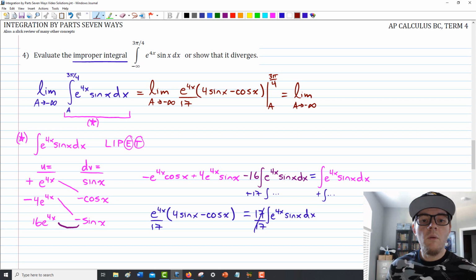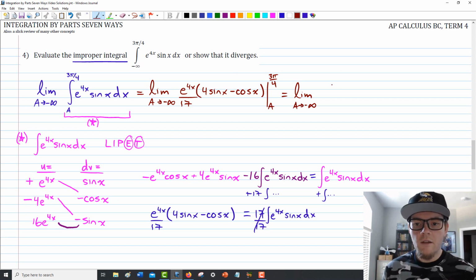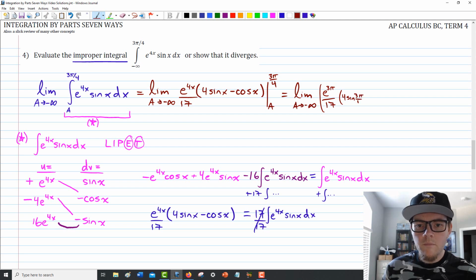When we plug in the 3 pi over 4 now, it's kind of our first challenge, we're going to have e to the 3 pi over 17, then we'll have 4 sine of 3 pi over 4 minus cosine of 3 pi over 4. And yeah, that's going to require us to do a little bit of work, so we'll deal with that in a second. When we plug in a, it's going to be e to the 4a over 17, and then 4 sine of a minus cosine of a.